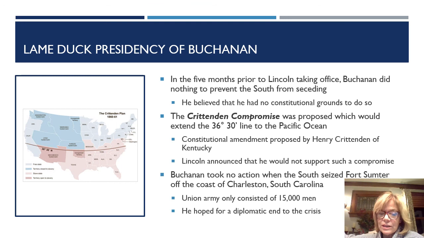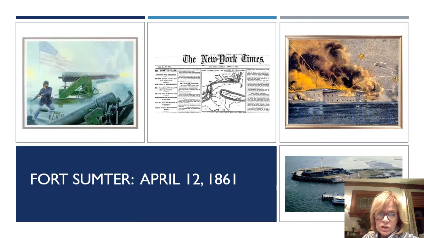Hey, how about we extend that 36°30' line of the Missouri Compromise all the way to the Pacific Ocean and make it a constitutional amendment allowing slavery south of that line. Lincoln announced that he would not support that, right? And also, the South seizes the federal port of Fort Sumter just off the coast of Charleston, South Carolina, and Buchanan does nothing. And really, there wasn't much he could do. We had a small Union army of just 15,000 men, and he was hoping for some diplomatic end to the conflict. And then here's some images of Fort Sumter.